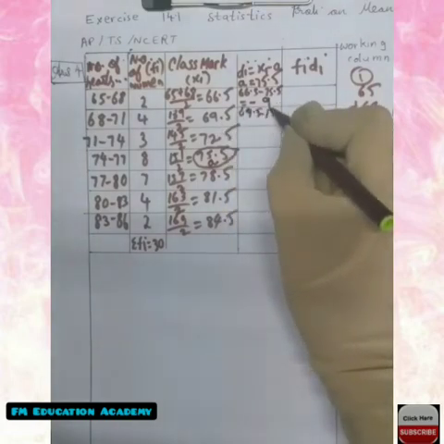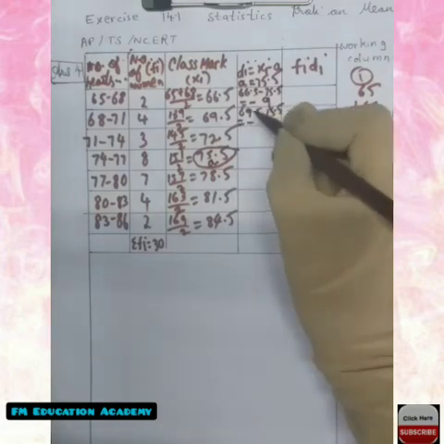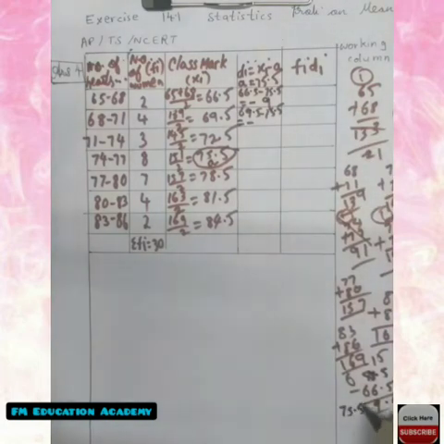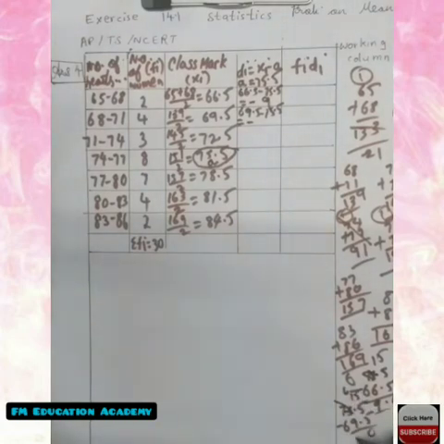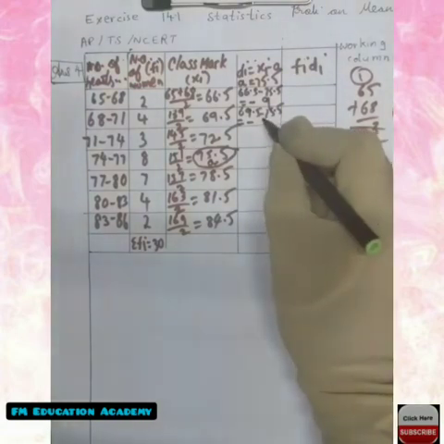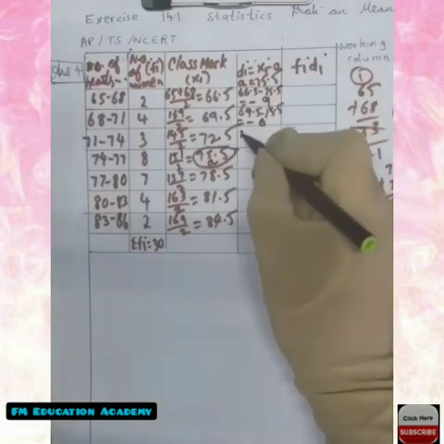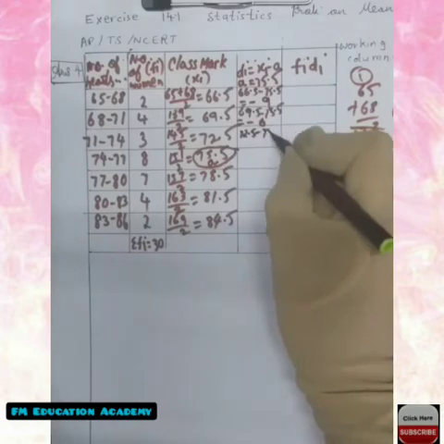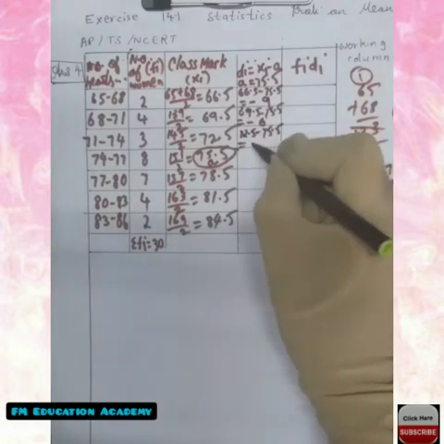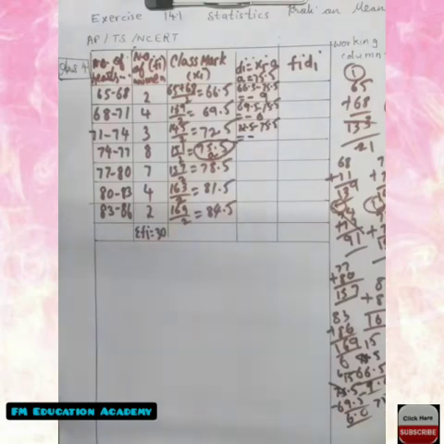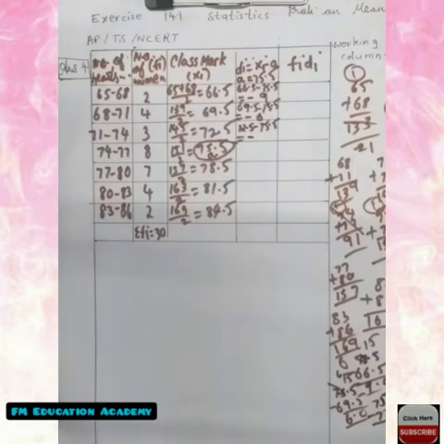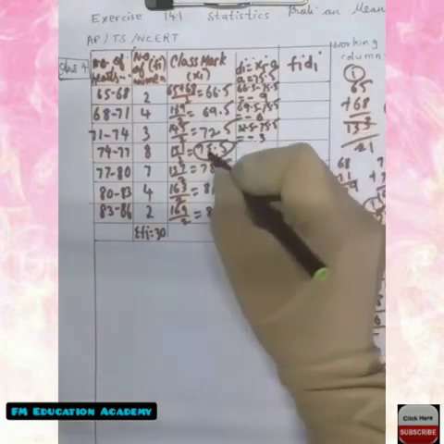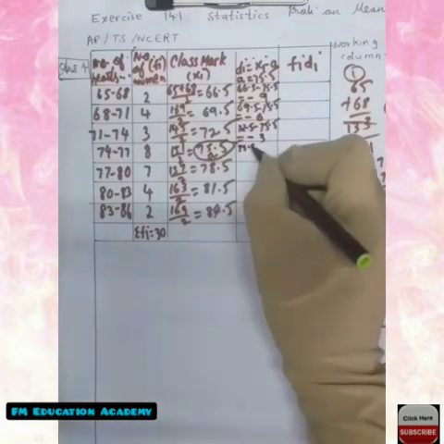Similarly, 69.5 minus 75.5. Again, bigger number sign is minus. So 75.5 above and 69.5 below. 5 minus 5 is 0. This will become 6. 15 minus 9 is 6. So minus 6. Next, 72.5 minus 75.5. Again, 75.5 is bigger than 72.5. So minus, 75.5 minus 72.5. 5 minus 5 is 0. 5 minus 2 is 3. So I got the answer is minus 3. 75.5 minus 75.5 will give me 0.